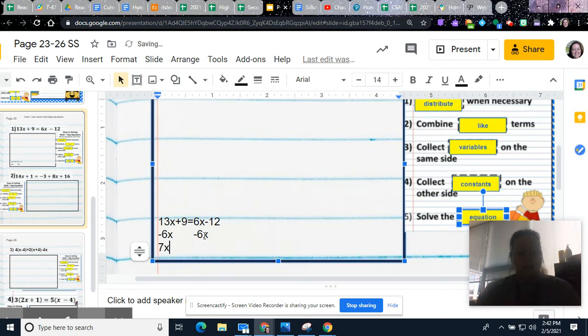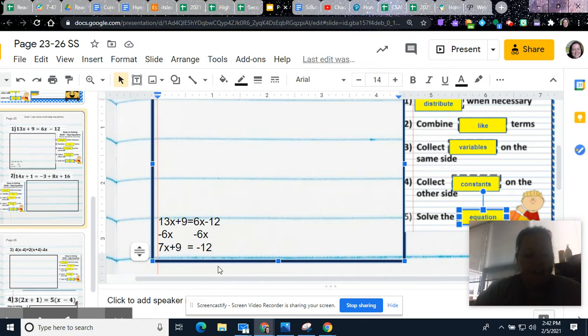When you do that, 13x minus 6x is 7x equals 6x minus 6x is gone, and now you have a negative 12. Common mistake here is people don't bring down this negative. If you remember, you always look in front of the term to see if it's positive or negative. So this is a negative 12. So now we've collected the variables.